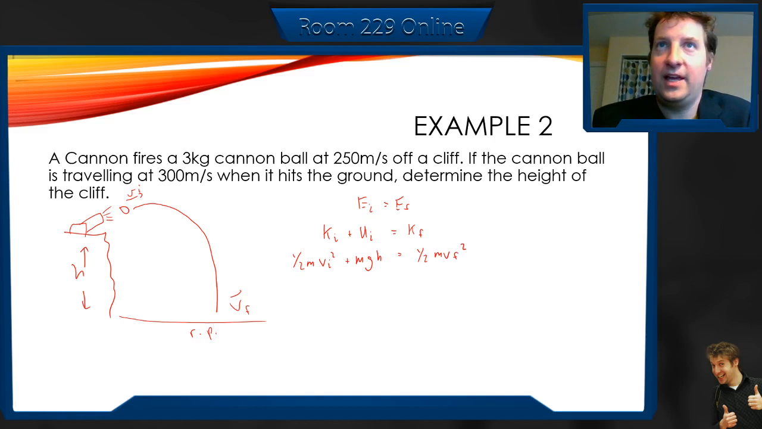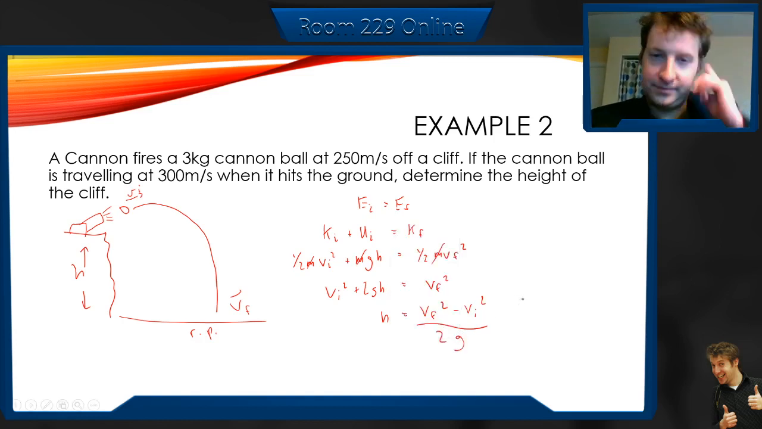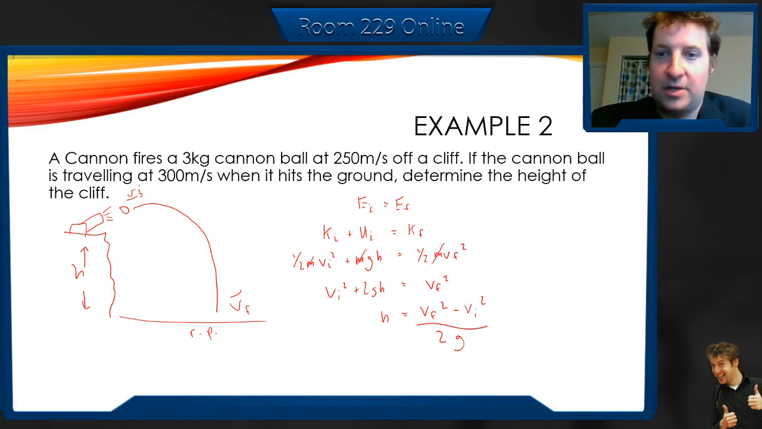Let's cancel out the m's, so that 3 kilograms really doesn't matter. Multiply everything by 2 to get rid of the fractions. We end up with vi squared plus 2gh is equal to vf squared. And solving for h, we get vf squared take away vi squared, all over 2g. So that gives us an expression for the height.